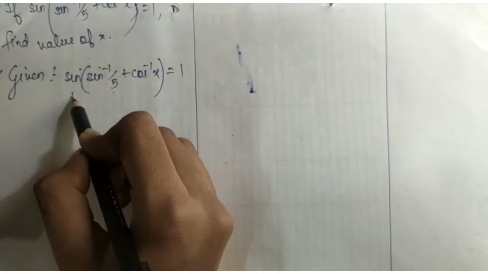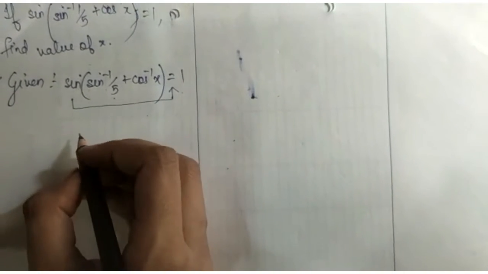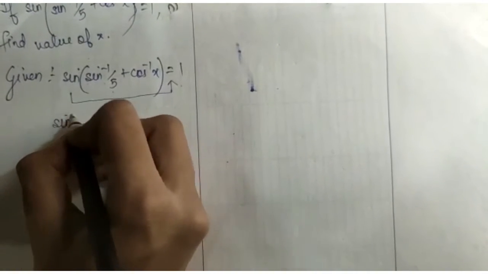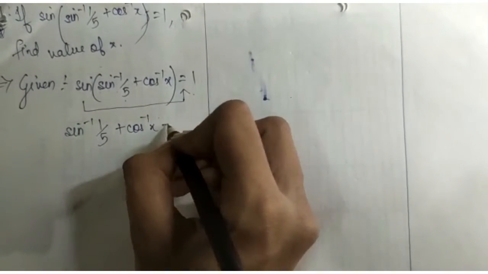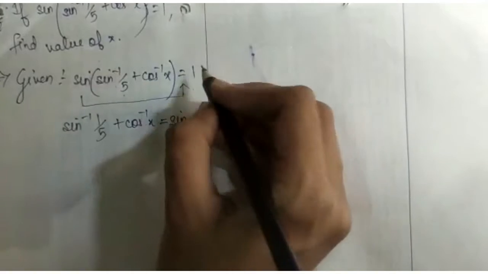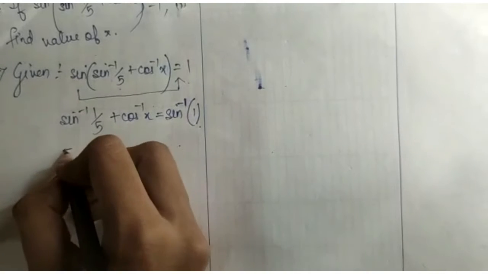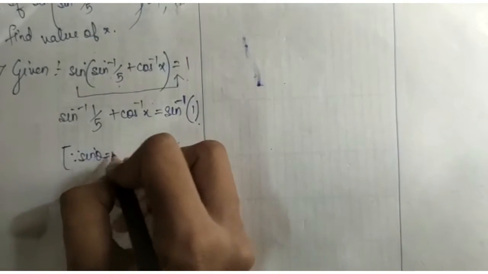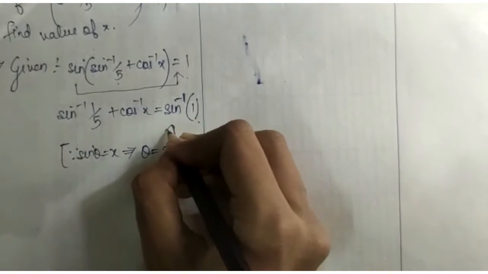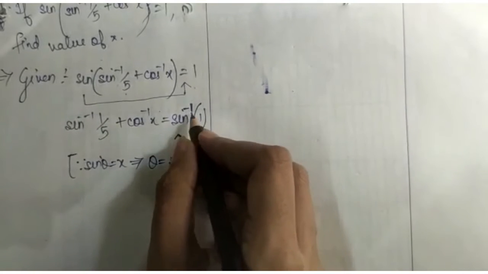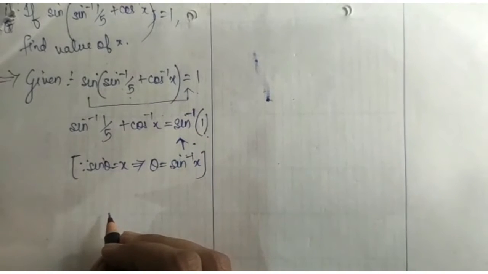Now what we are going to do is take this sine to the other side of the equal sign. So it becomes sine inverse of 1 by 5 as it is, plus cos inverse of x as it is on the left hand side, and this sine, when it goes to the right, becomes sine inverse of 1. Now we know that since sin theta is equal to x implies theta is equal to sine inverse of x, this is what we have applied over here.